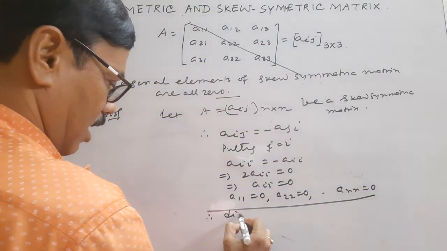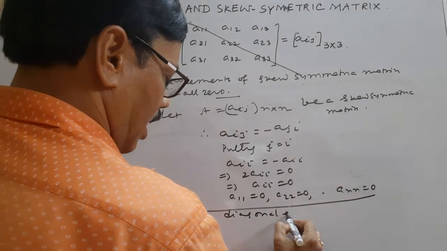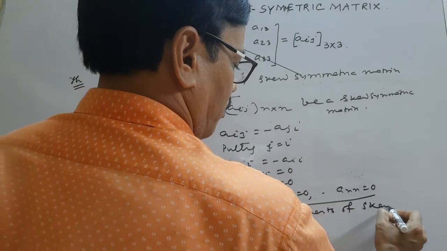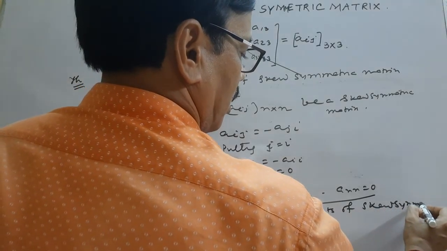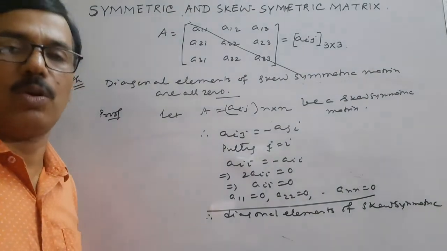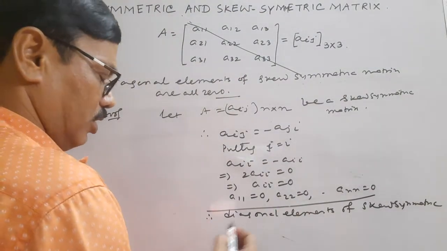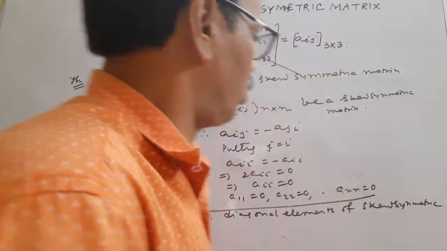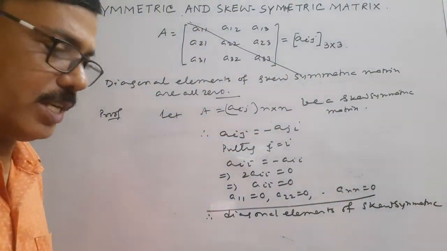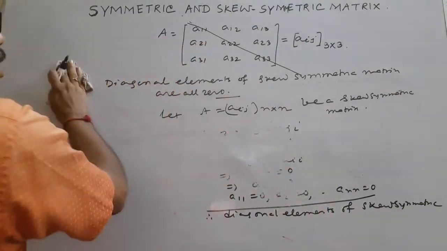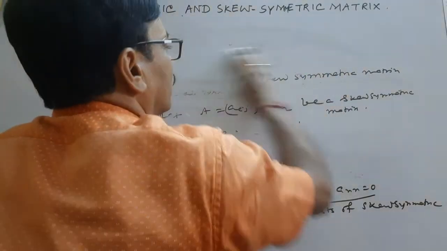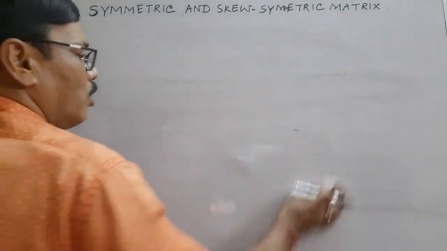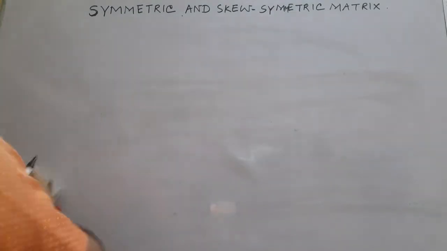Therefore, the diagonal elements of a skew symmetric matrix are all 0. So this is the theorem. That is why we take the diagonal elements as 0. Then you must remember the statement of the theorem.